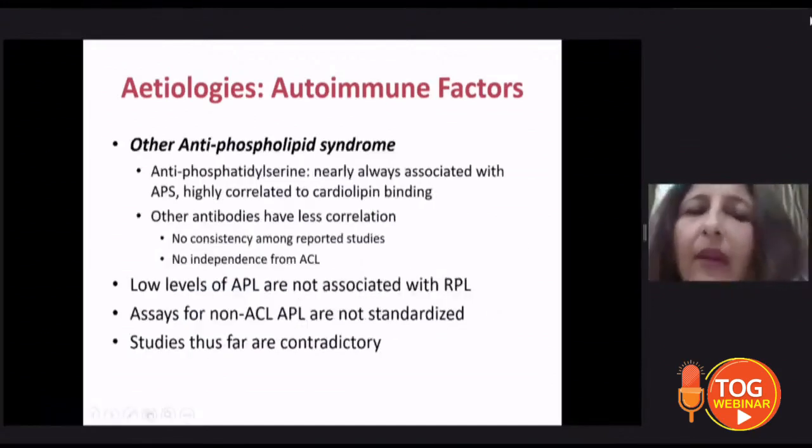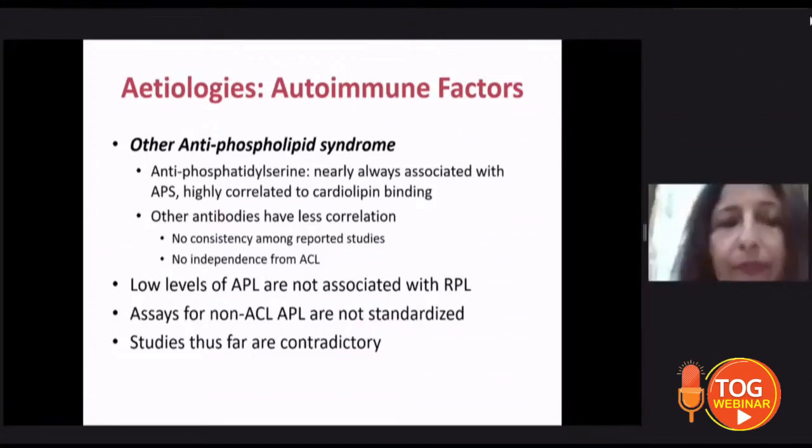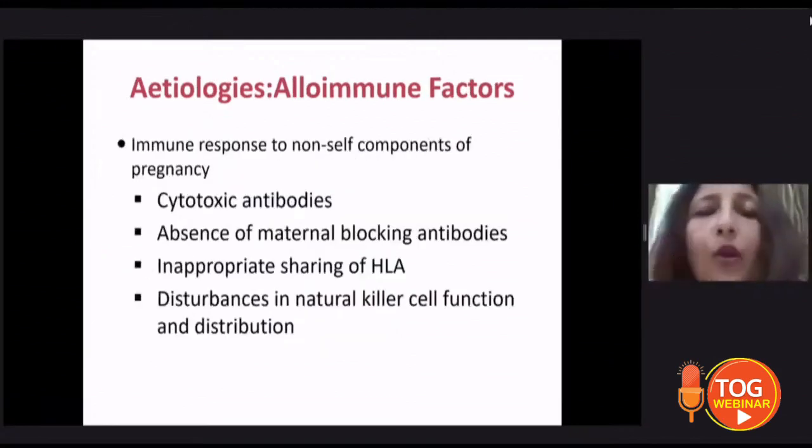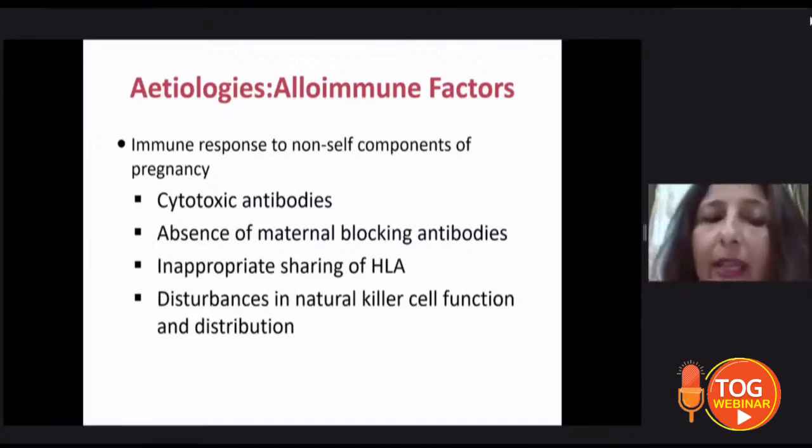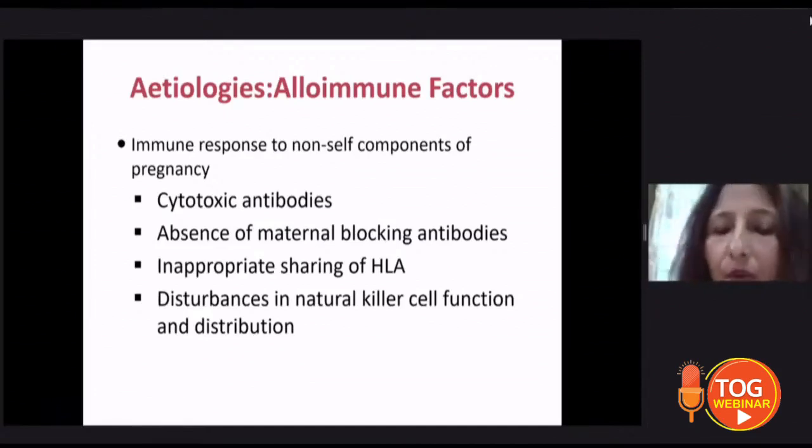Now we have other antiphospholipid syndromes. This might be antiphosphatidylserine. These are nearly always associated with antiphospholipid, highly correlated to the cardiolipin binding. Low levels of APL are not associated with RPL, and the assays for this non-ACL APL are not standardized, so these studies are so far very contradictory. Then the immune factors: some immune response to non-self components of pregnancy can occur due to cytotoxic antibodies, absence of maternal blocking antibodies, inappropriate sharing of HLA, disturbances in the natural killer cell function and distribution.